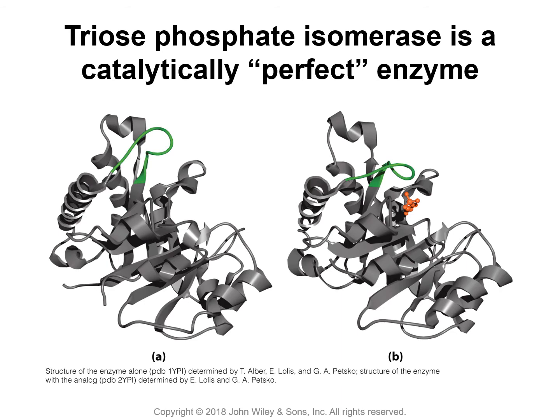What do they mean by that? It has one loop of the protein, residues 166 to 176, that is highlighted in green. When the substrate binds to the enzyme, the loop closes over the active site to stabilize the reaction's transition state. In this model, the transition state analog phosphoglycolate, that's the little orange part right there in part B, occupies the active site. Triose phosphate isomerase is actually a homodimer. Only one subunit is pictured here. It's only one of them that you see here.